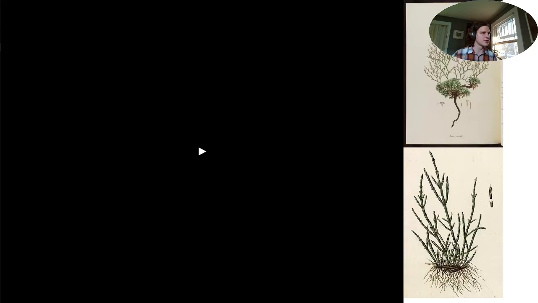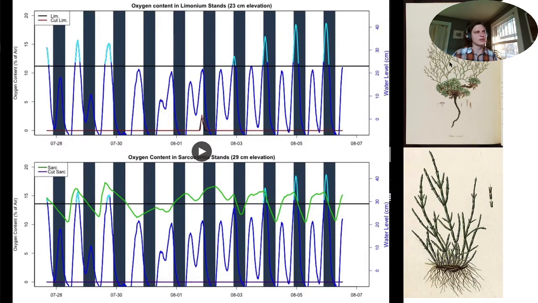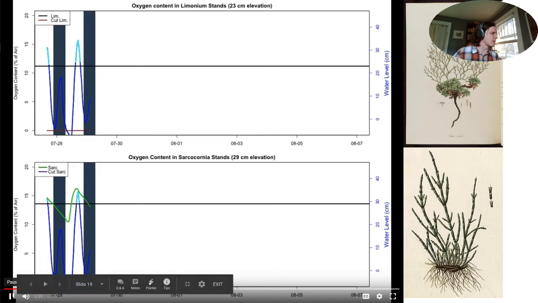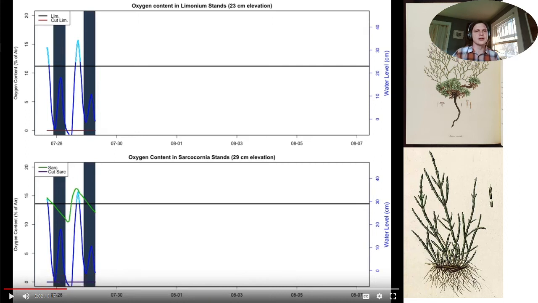a little more understandable. So again, we had two plots, some that were Limonium. On the right here, this is a Limonium plant, and on the bottom is the Sarcocornia plant. If you look at their root differences, that was a main focus of the study. So now we'll watch just this little video, and I'll pause it to explain what's going on. In blue is the level of the tide. When it turns to this cyan color, that means that the marsh platform was flooded. So that means that this site had water over the top.